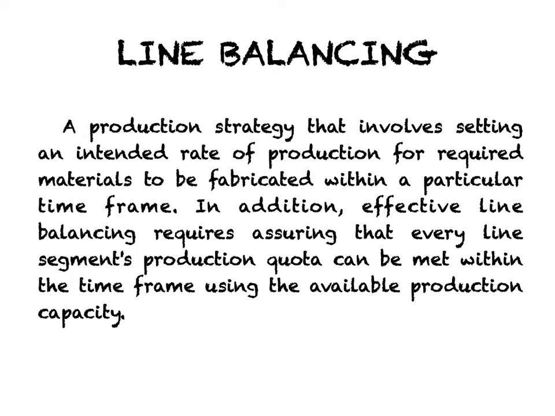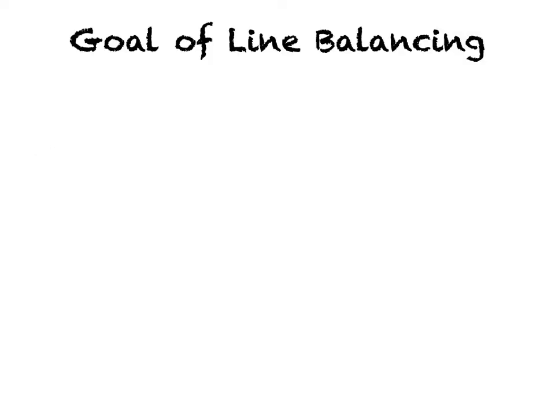Line balancing is a production strategy that involves setting an intended rate of production for required materials to be fabricated within a particular time frame. In addition, effective line balancing requires assuring that every line segment's production quota can be met within the time frame using the available production capacity. The goal of line balancing.